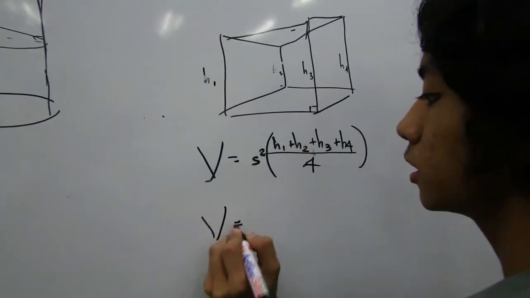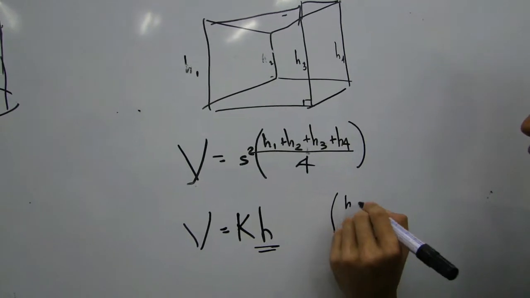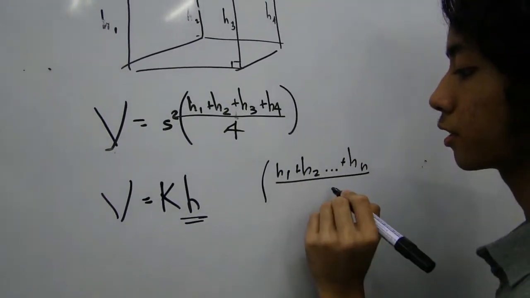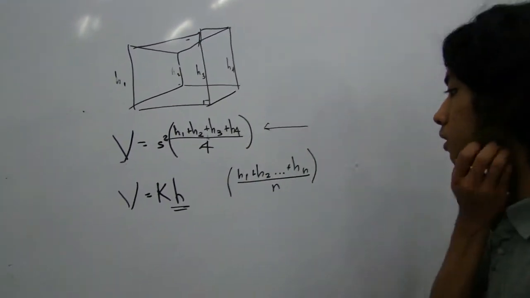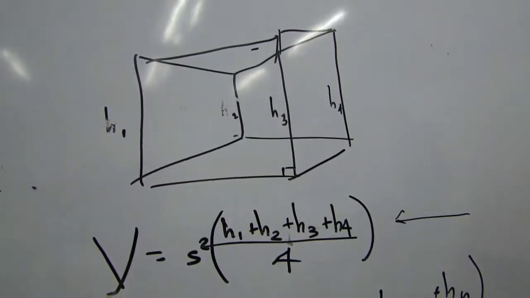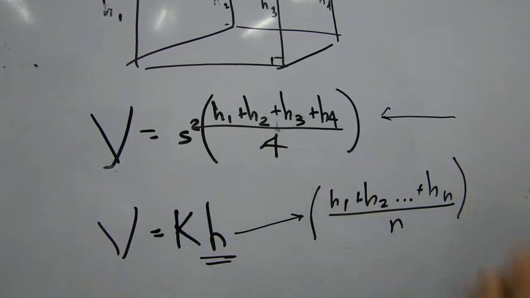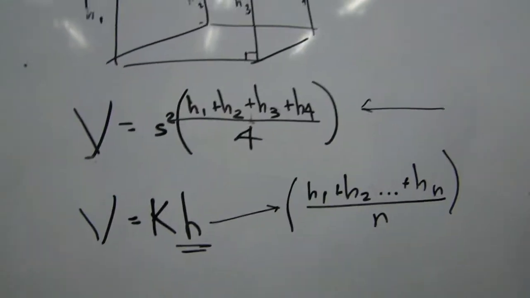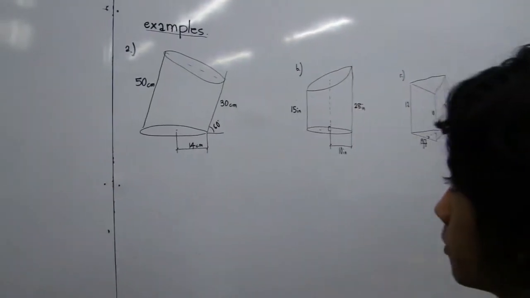Now with the volume equal to KH in the truncated prism, h is defined as h sub 1 plus h sub 2 ellipsis plus h sub n all over n, as given by this example. And k is equal to the base of the right section of the truncated prism, which in this case is simply the base of the prism because it's a right truncated prism. Now to show examples for truncated prisms and cylinders.